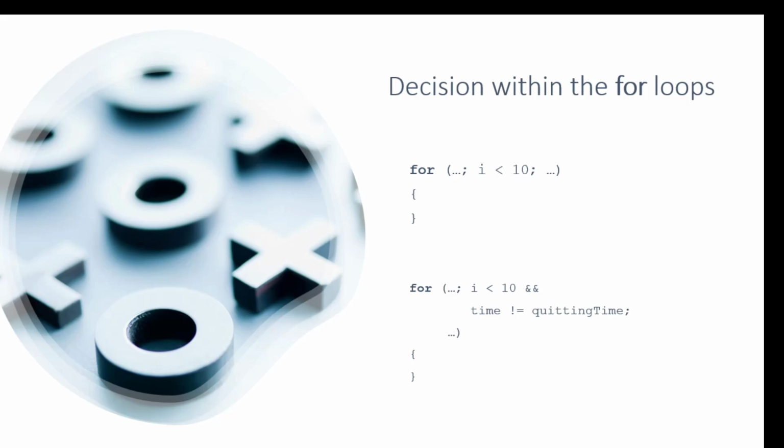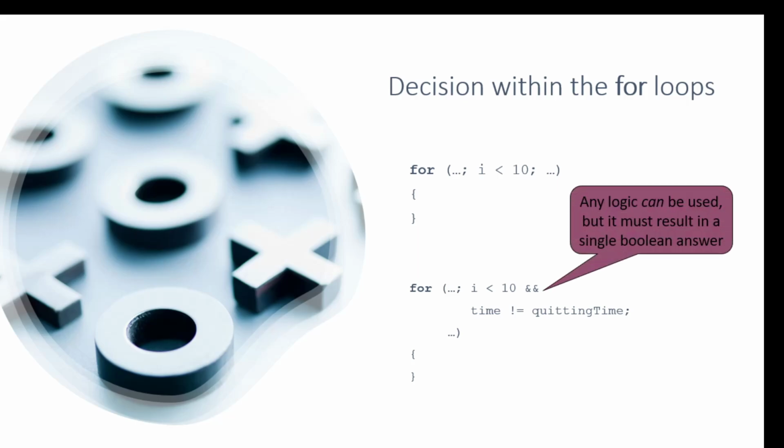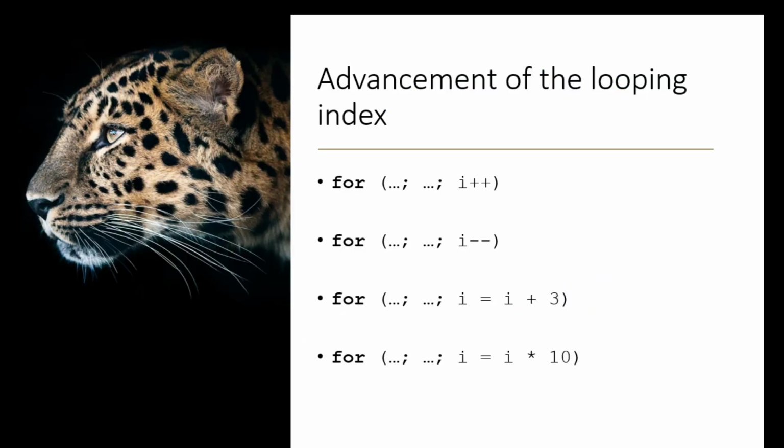Now the decision part, and I'm kind of just focusing on that right now, can be a simple decision, less than 10, or it can be any compound set of using operators and whatnot to get any expression you want that results in a single Boolean. So I can say, loop 1 to 10 unless it's quitting time, as long as it's less than 10 and it's not quitting time. So I can define whatever logic I want to. Just understand, the more complexity added here, the more confusing my loop might be. Generally speaking, we want for loops to be simple.